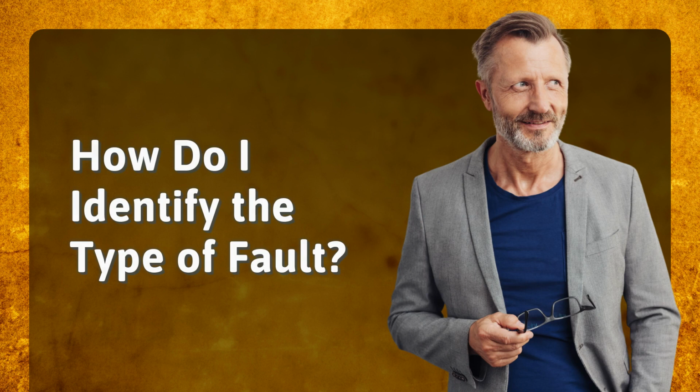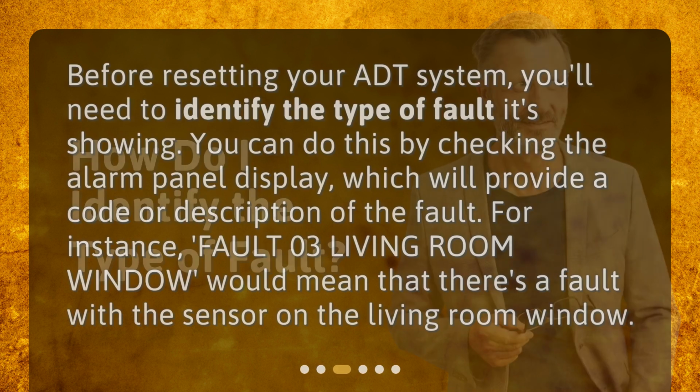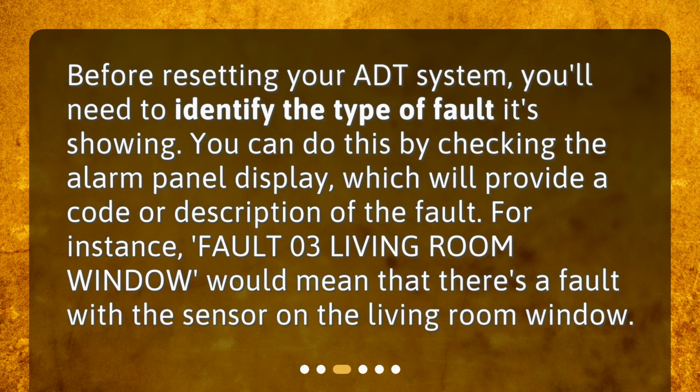How do I identify the type of fault? Before resetting your ADT system, you'll need to identify the type of fault it's showing. You can do this by checking the alarm panel display, which will provide a code or description of the fault. For instance, fault 03, living room window, would mean that there's a fault with the sensor on the living room window.